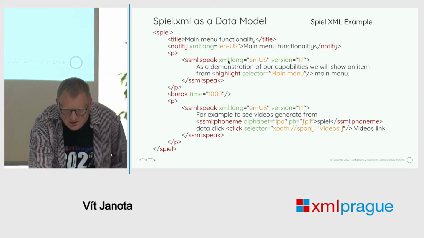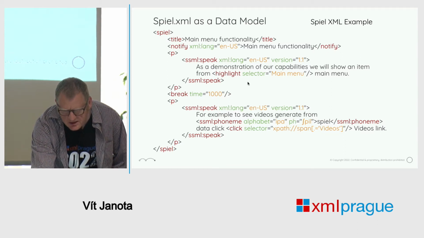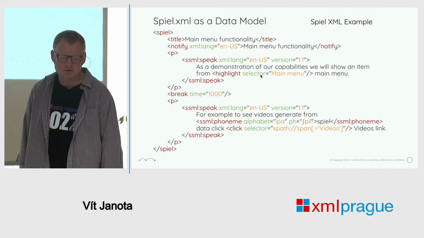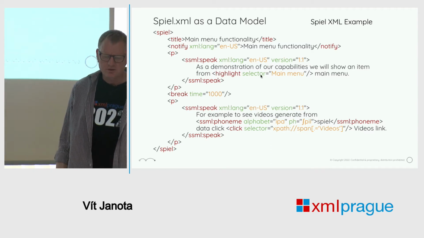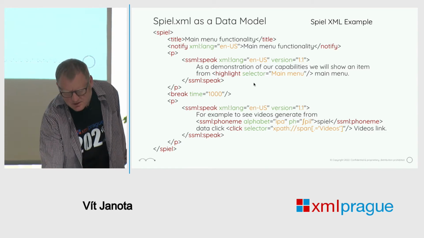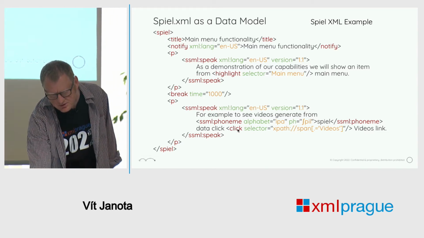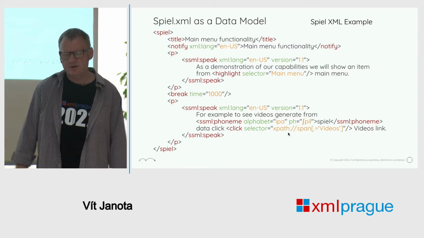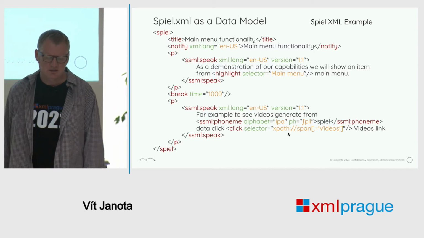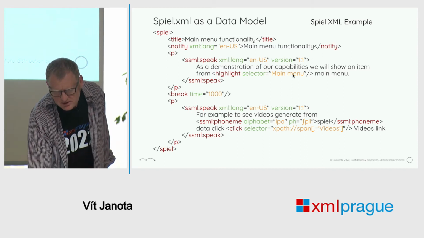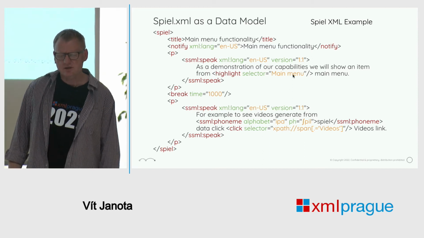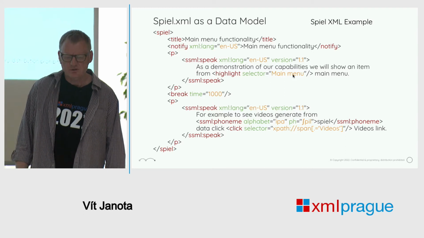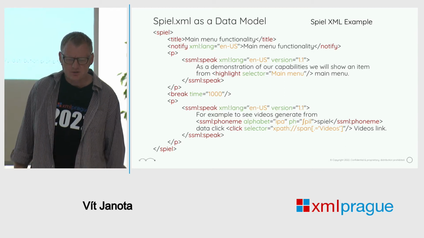And the format is pretty simple. The name of the element defines the action, and there is a bunch of attributes which simply parameterize what should be done. So obviously, this should click somewhere, and where, that's defined by the selector, which is either XPath or CSS selector, or a simplified textual selector, which looks for the first occurrence of the string in the page you are working with.